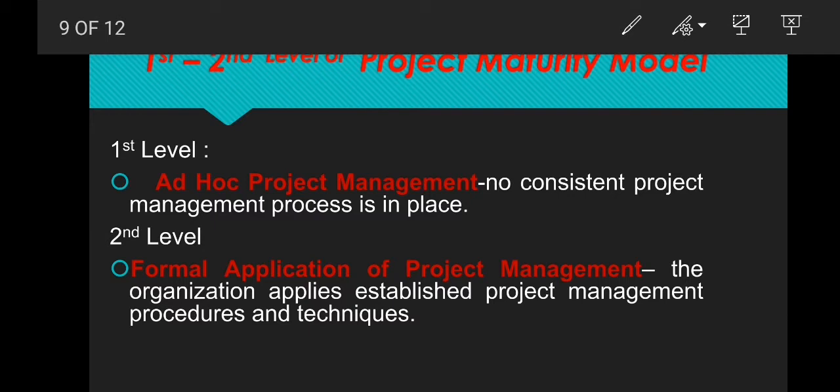The second level of the project management maturity model is the formal application of project management. In this level, the organization applies established project management procedures and techniques. It means that in an organization, they are using traditional project planning, scope, and benchmarking in order to manage a project. And in this level, the project manager and the line manager are constantly concerned about their roles. Although both are managers, they have different roles in an industry, but sometimes they need to clarify again their responsibilities as managers.